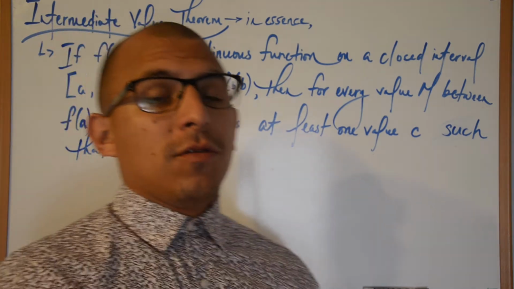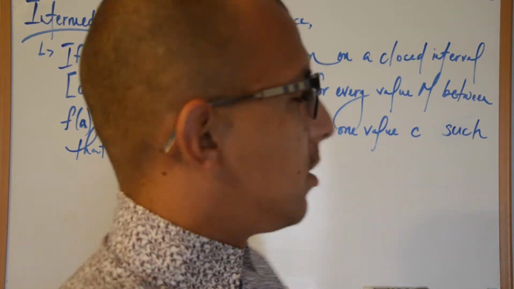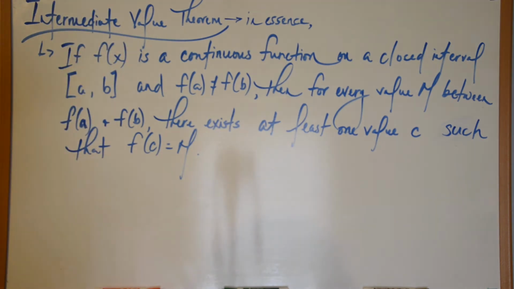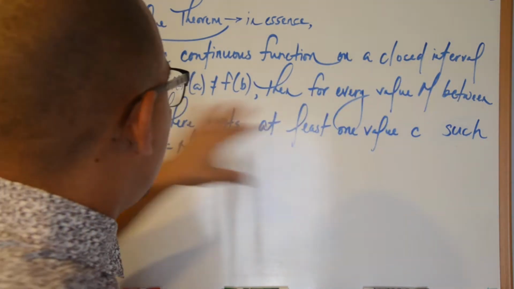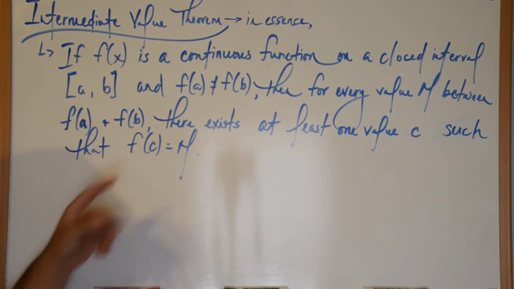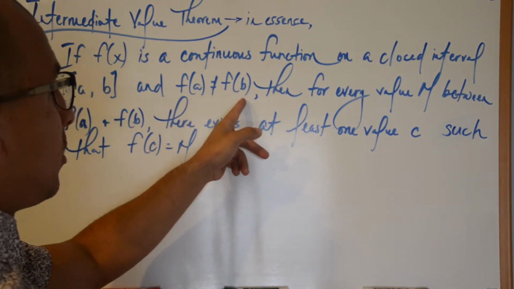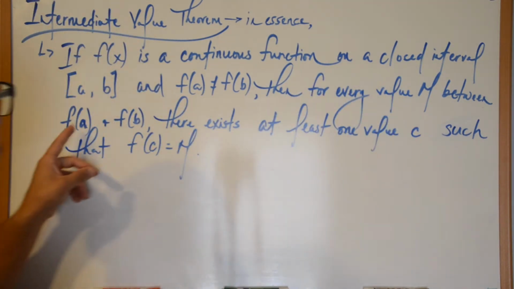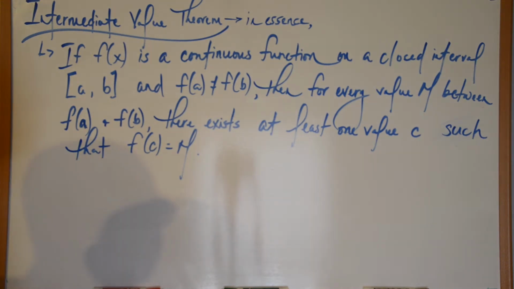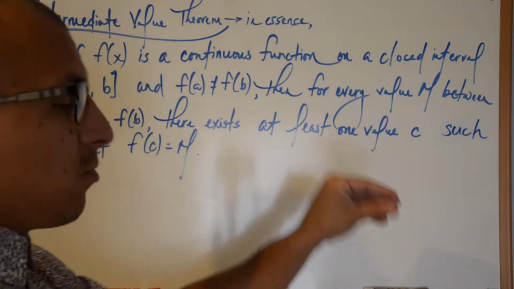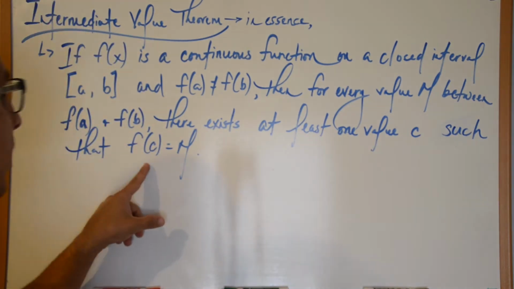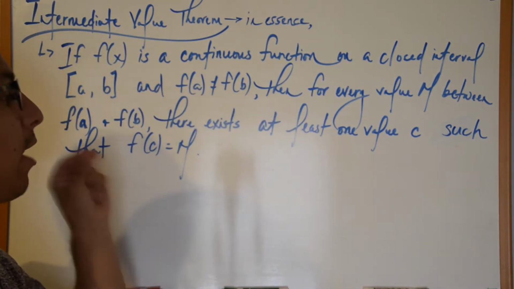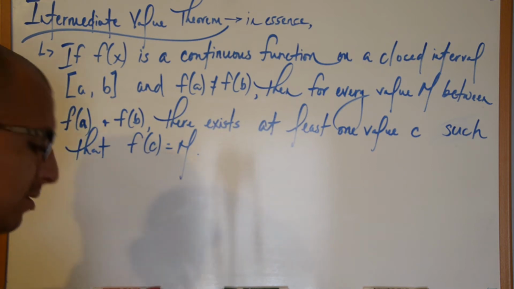Alright, welcome back. Our final topic for our limits exploration, the intermediate value theorem. What the intermediate value theorem says: if f(x) is a continuous function on a closed interval a to b, you select this interval, and the outputs at the endpoints are not equal, then for every value m between your endpoint outputs, there exists at least one value c, an input such that f of c equals m.